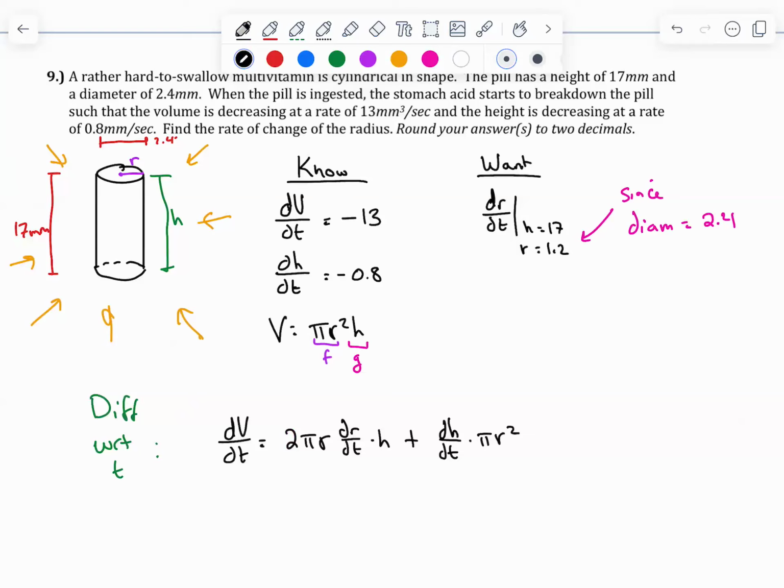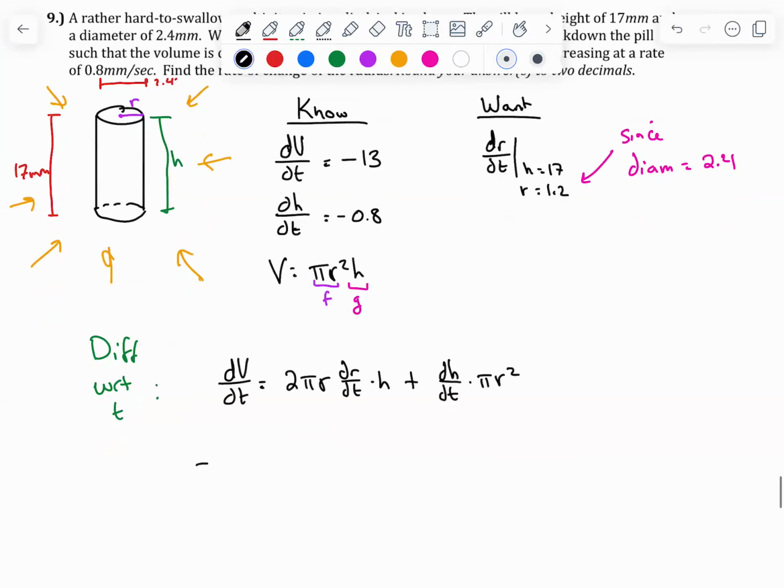All right. Well, we know everything here. So dV/dt, that was -13, equals 2 pi r. r is 1.2. dr/dt is unknown. h is 17, plus dH/dt, which is -0.8, times pi times r squared, which is 1.2 squared.